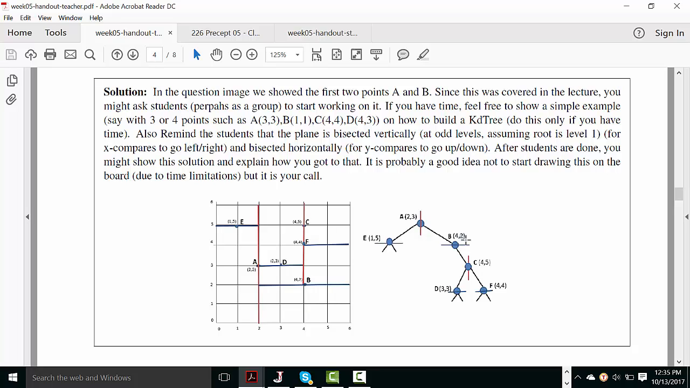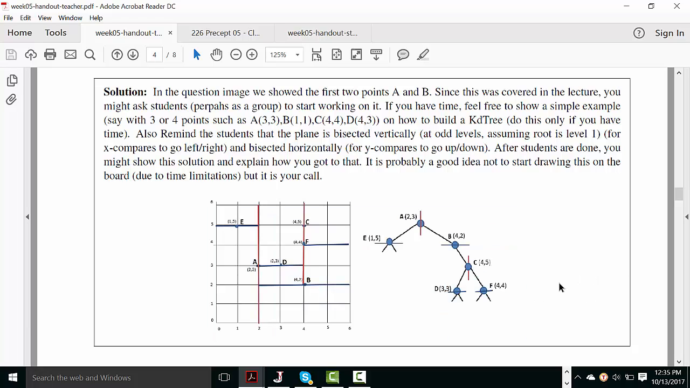So we compare 2 and 5. We compare y coordinates, and because 5 is bigger than 2, we go to the right. So C is inserted to the right. We bisect the plane by a vertical line here. All right, so C is there. Now, what is the bounding box for C? It's going to be this part here. That's the bounding box for C.